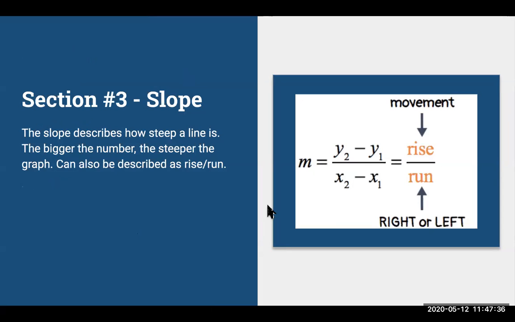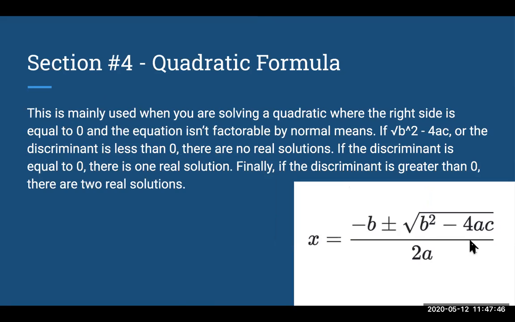Then there's the quadratic formula, which is mainly used when you're solving a quadratic which is unfactorable by normal means. If b squared minus 4ac, which is also known as the discriminant, is less than 0, then there will be no real solutions. If it is equal to 0, there will be one real solution, and if it's greater than 0, there are two real solutions. The formula for this is negative b plus or minus the square root of b squared minus 4ac, all over 2a.